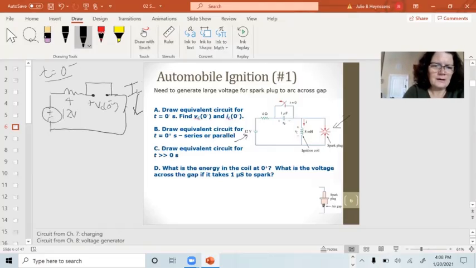Okay, IL, that's 0 minus. The inductor's still in the circuit. It's storing current, it's storing energy in the form of a magnetic field. So if I want to find the current through the inductor, we could do that. This is a simple circuit to solve, V equals IR.